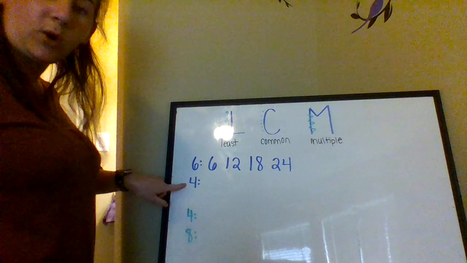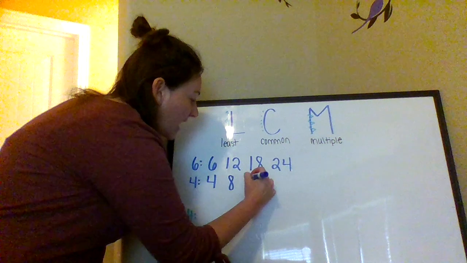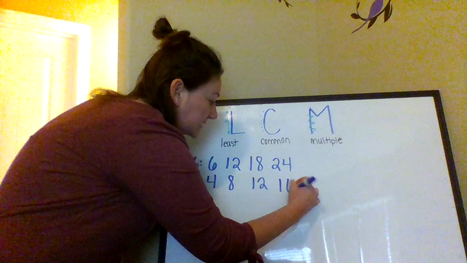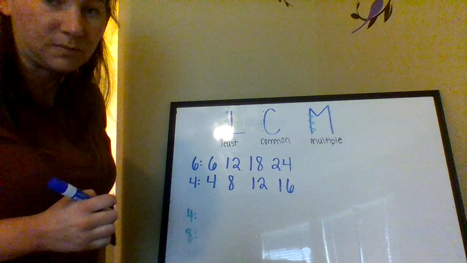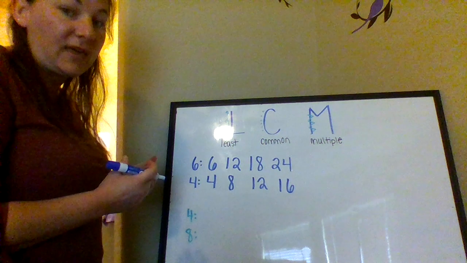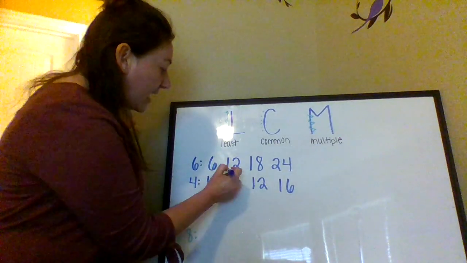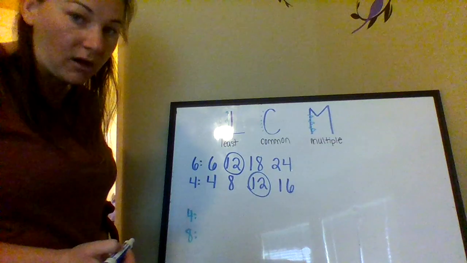Let's do multiples of 4. So I'd have 4 times 1 is 4. 4 times 2 is 8. 4 times 3 is 12. 4 times 4 is 16. All right, those are multiples. What if I want to know the least common multiple? I need to find the number they have in common, but the very least number they have in common, which would be the least common multiple. So they both have 12 in common, and that's the least number that they have in common.